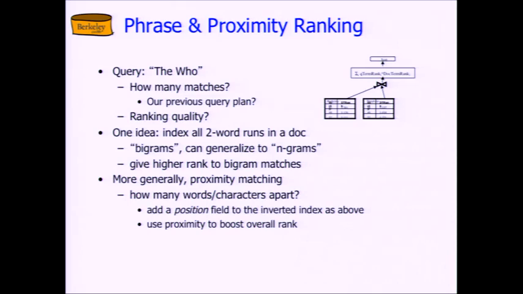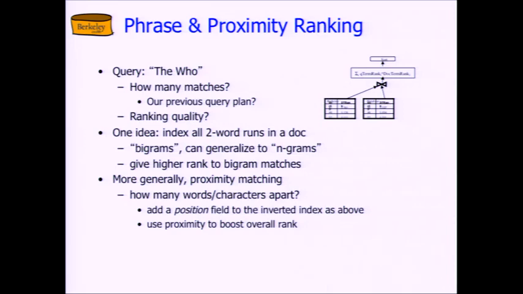So one way to do this is you can take all two-word runs in all documents and index those. Those are called bigrams. So if we did that, then "the who" would actually have a pretty small document frequency, or a pretty large inverse document frequency. That pairing of words is not that common. It doesn't occur except when you're talking about the band, basically. So that's one thing you can do.